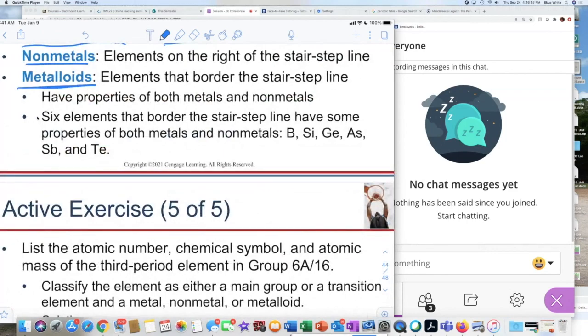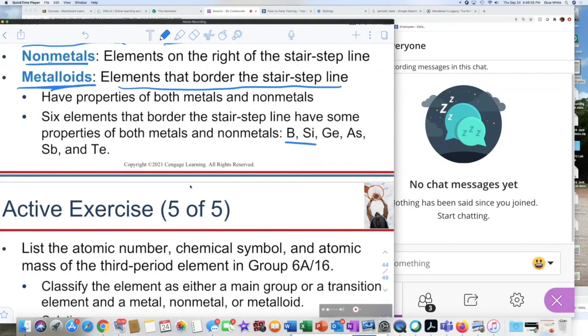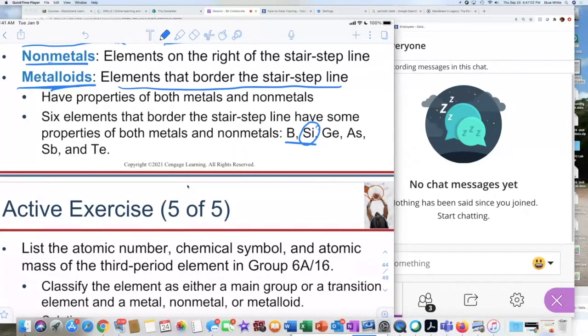Those are your metalloids, elements that border the stair step line. I showed you the nonmetals. With the ones that are metalloids and have both properties, you have boron and silicon. Silicon, of course, we really know for semiconductors. It's the whole Silicon Valley.